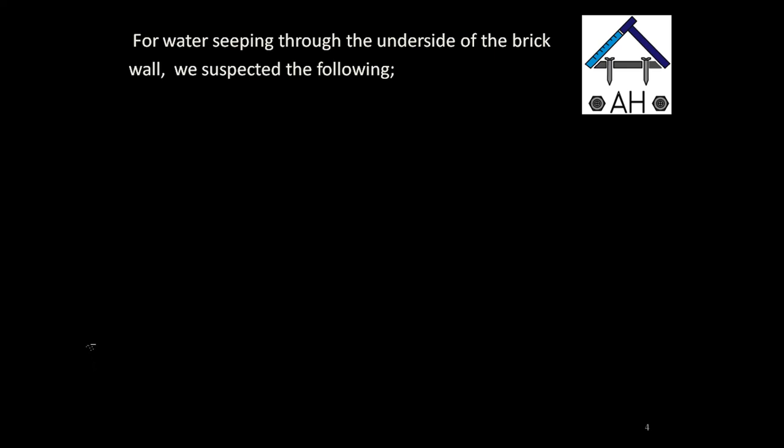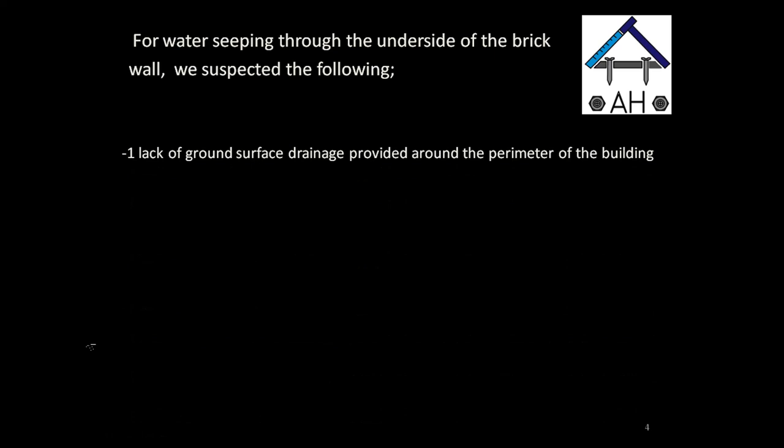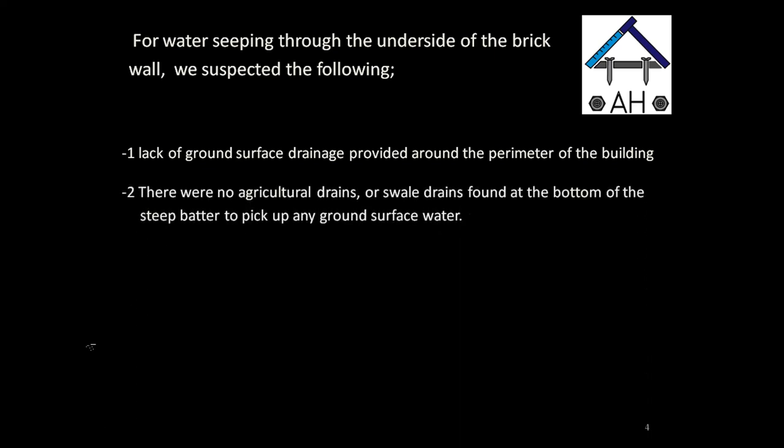For water seeping to the underside of the brick retaining wall, we suspected the following. Number 1, lack of ground surface drainage provided around the perimeter of the building. Number 2, there was no agricultural drain or any form of swale drain at the bottom of the steep batter to pick up any ground surface water. There were also no spoon drains observed. There was nothing to pick up the water at the bottom of that batter.